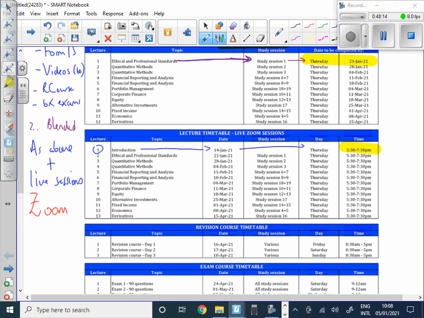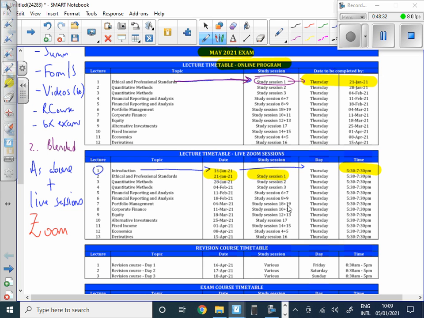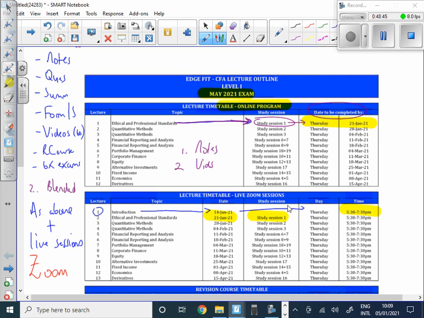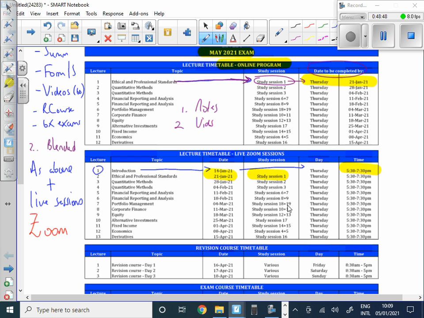When we then meet, guys, on that particular day, which will be the 21st of Jan 2021, we will be doing study session 1. By then, I have assumed that you have gone through it. Dates to be completed by over here, 21st of Jan. I've assumed you've gone through number 1, all the notes, and number 2, all the videos. That'll apply, of course, both to the online guys and to the blended guys, that you have gone through both of those together.